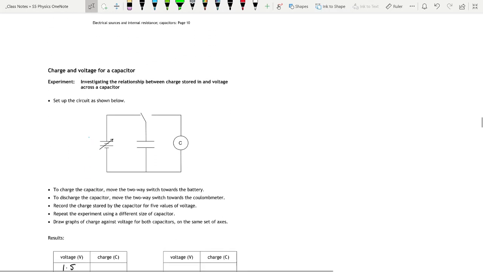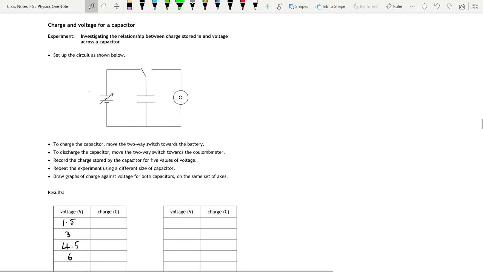So in a second I will link you to a video of an experiment showing how the voltage affects the charge built up in a capacitor. So what you do is you set up a circuit. So you've got a variable power supply, so it could be one of those big long yellow boxes that we have in the lab, connected to a capacitor. And you'd also see there's a switch here.